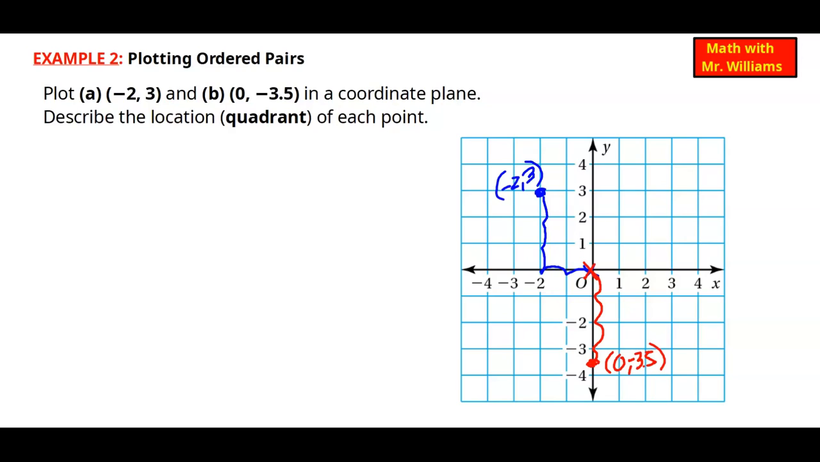All right, so which quadrant is each one in? Well, we know this is the first quadrant. This is the second. This is the third. And this is the fourth. So the negative 2, 3 is going to be in the second quadrant, and 0, negative 3.5 is in neither quadrant, but it is on an axis. It is sitting on the y-axis.